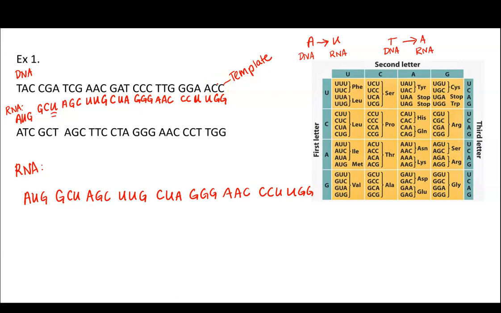All right, so let's use this codon chart. On the left side, we have the first letter. So it's going to correspond to the first letter of our code. On the top, we have the second letter. On the right, we have the third letter.